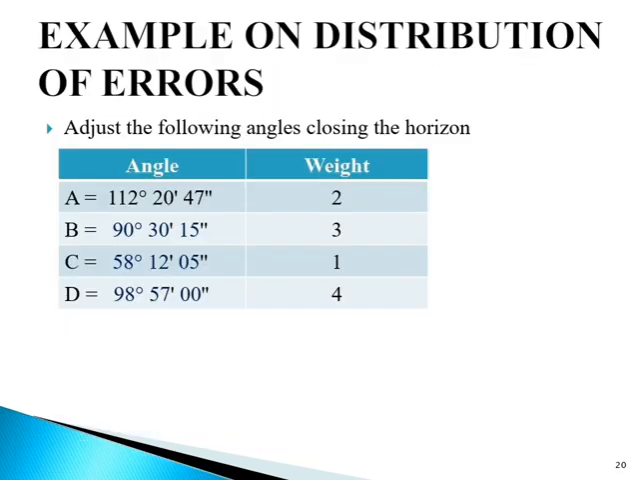Next is another sum here, so you can write down the data from here. Example on distribution of error: adjust the following angles closing the horizon. Angle and weight are given. Angle A is equal to 112 degree 20 minute 47 second and weight is 2. Angle B is equal to 90 degree 30 minute 15 second, weight is 3. C is equal to 58 degree 12 minute 5 second and weight is 1. And D is equal to 98 degree 57 minute 0 seconds and weight is 4.